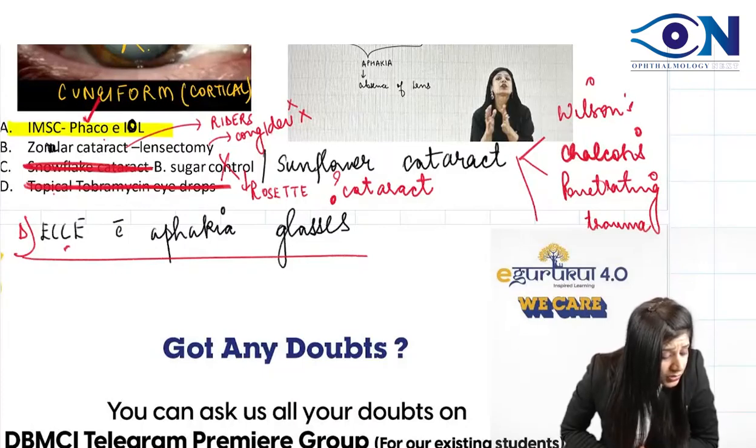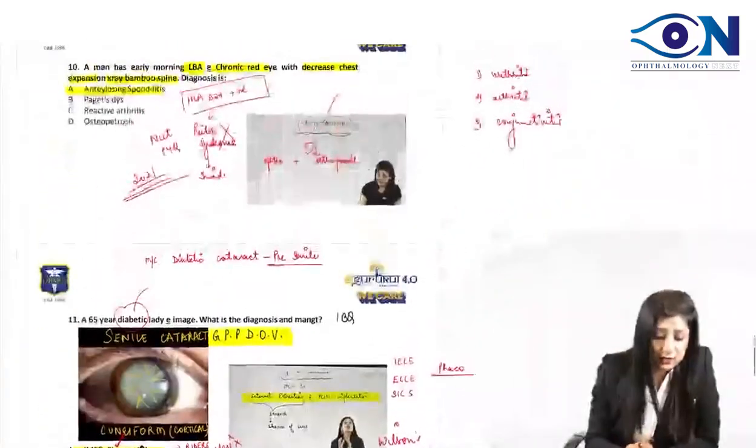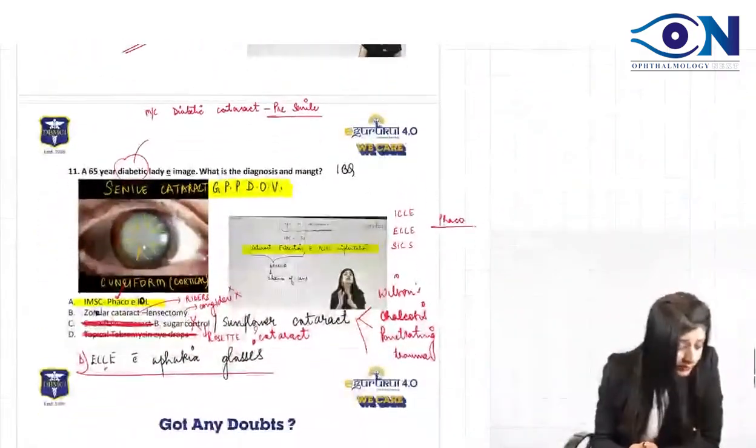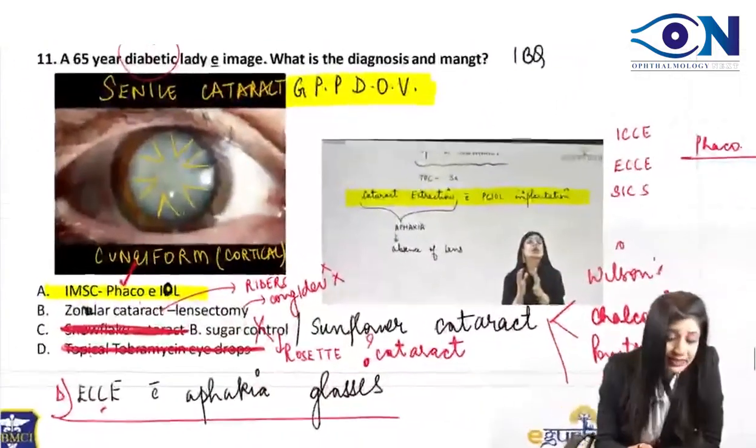Only the last question was incorrect. Which last question? This one, ankylosing spondylitis, or this one? What is the answer? Answer is A.